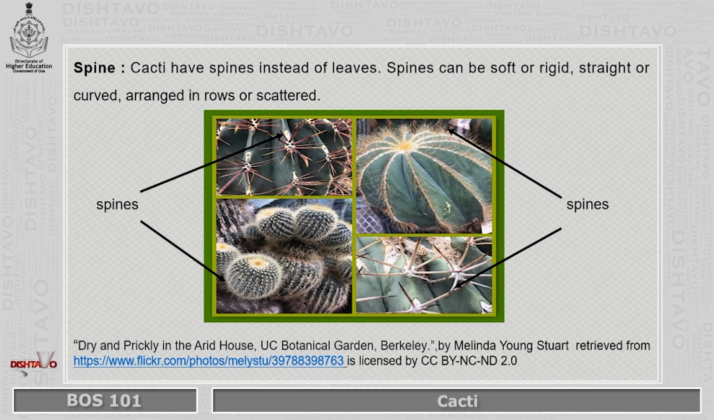Now in the case of cactus, spines have two major roles to perform. The first one is they prevent the loss of water via transpiration, and the second function is to protect the cactus plant from animals. Since you all know that the spines of the cactus have a pointed or very sharp end, they have the ability to grab on to the fur, clothing or skin of passing animals or human beings, thereby protecting the cactus plant.